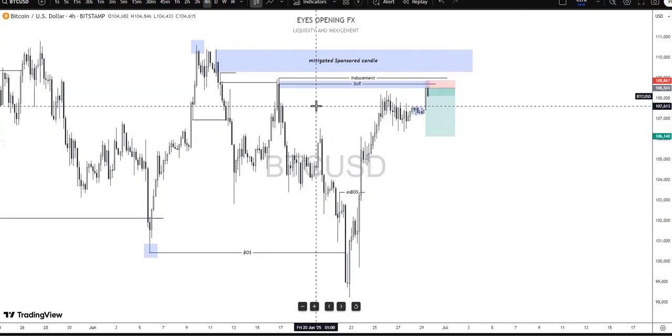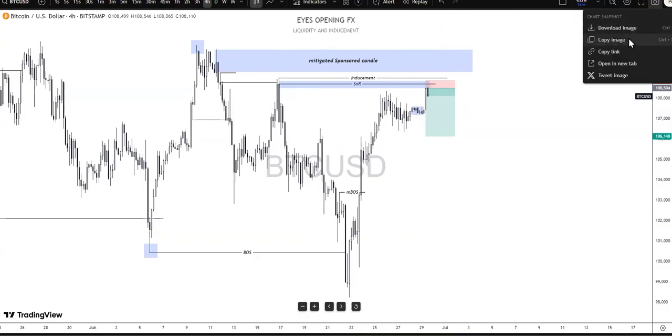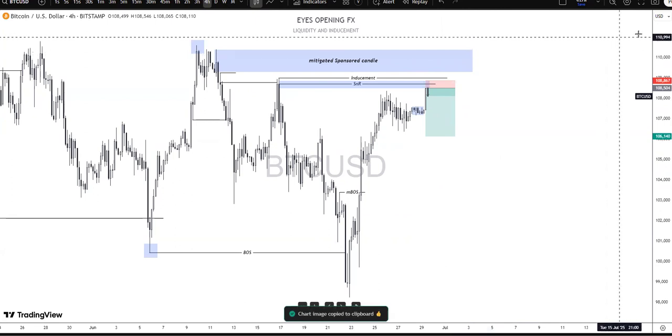Now, the next thing we expect of price, let me download this image first. Let me copy it or download it later.